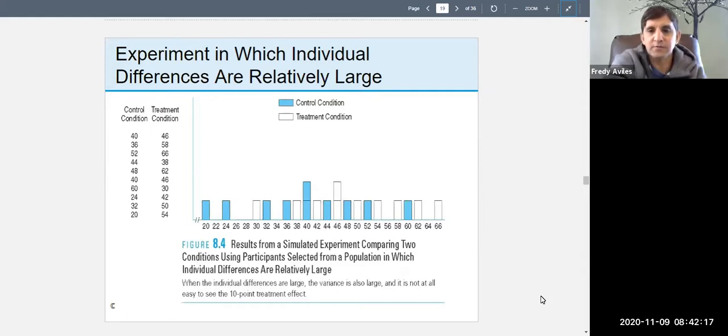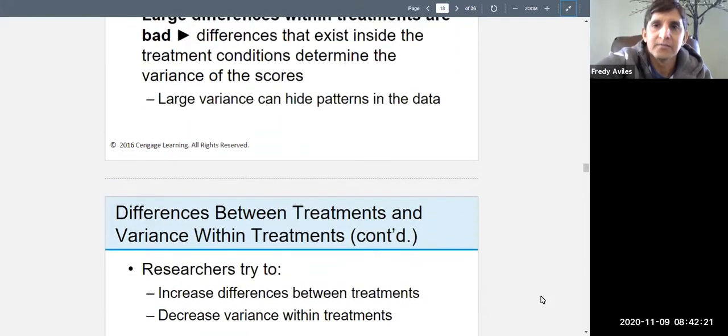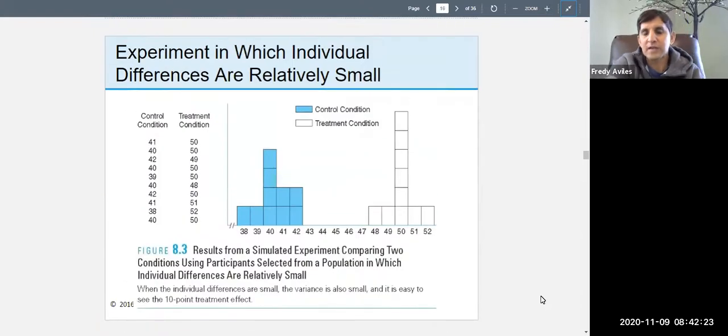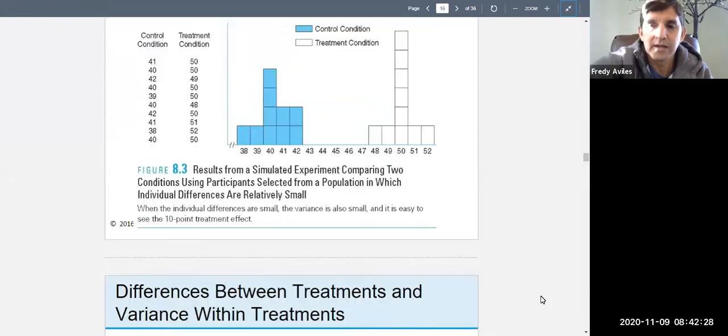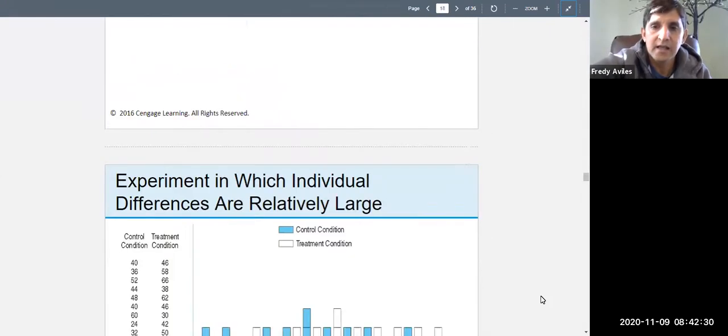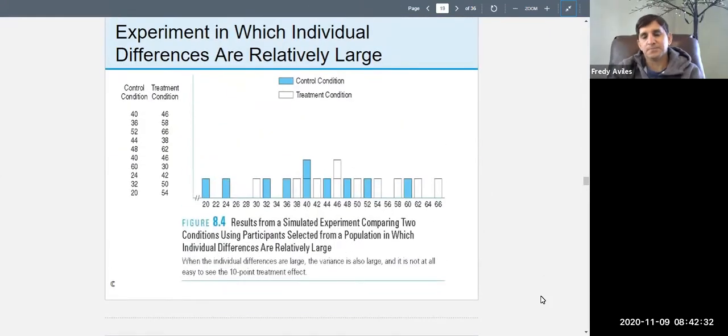You can see that there's a big difference between this. There's a lot of variation within groups. And here, there's very little variation within groups. You can clearly see the difference here when there's very little variation within the groups. And it's hard to see the difference here when there's a lot of variation within the groups. That's the lesson there.